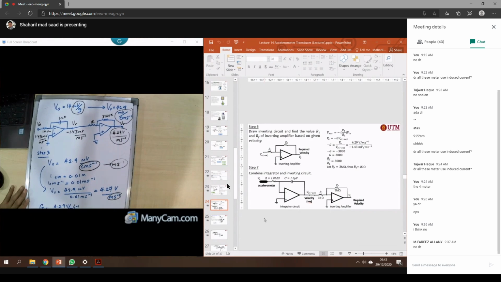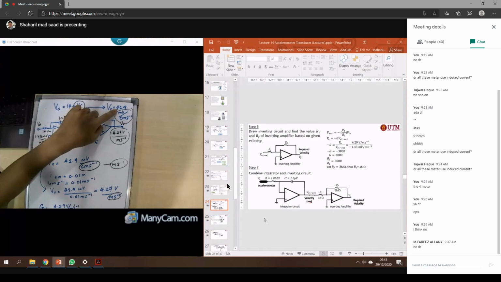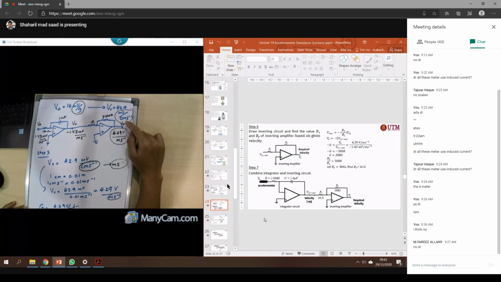So far, do you have any question? So we have designed the signal conditioning from our input VA here, 40 millivolt per G. Then we can get 42.9 millivolt per centimeter per second.